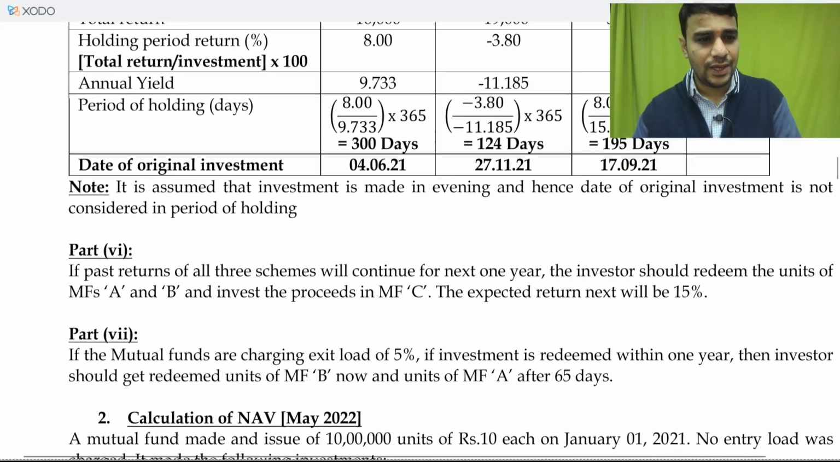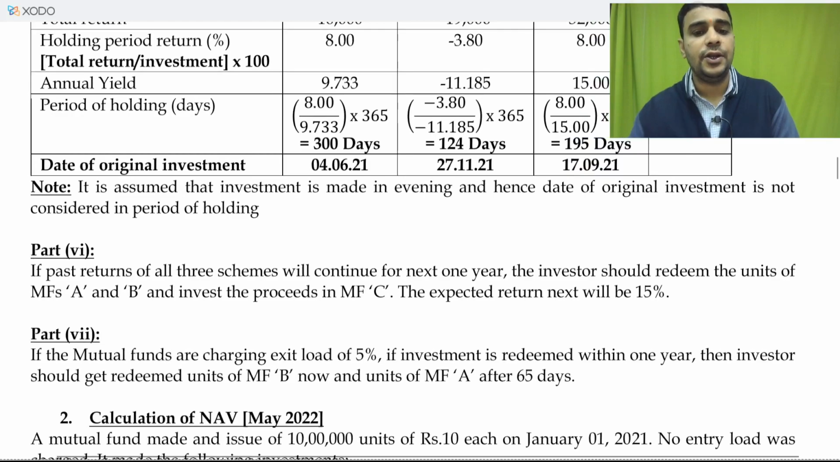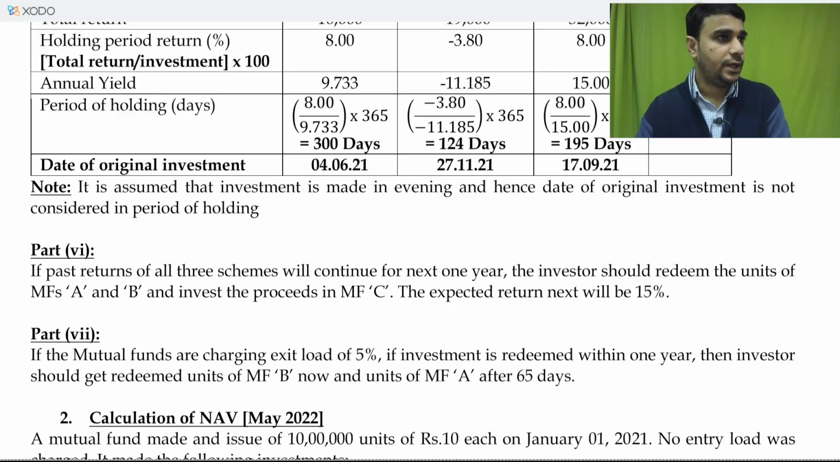There's no major calculation here. If past returns continue for the next 1 year, the investor should redeem all the units of A and B and invest in MFC. The return is going to be 15%. With the exit load being charged, the investor should redeem units of MFB now and units of MFA after 65 days. Maybe just do that calculation alone.